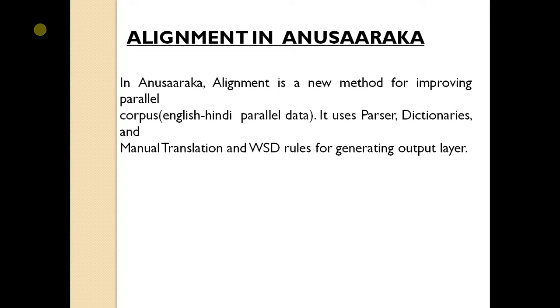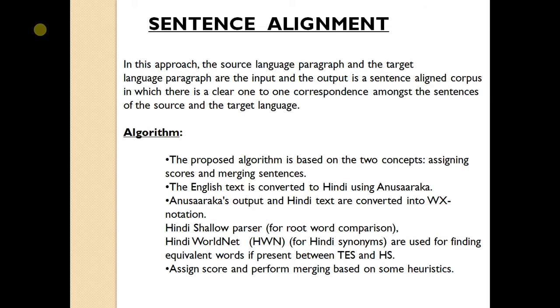Alignment in Anusarka. In Anusarka, alignment is a new method for improving parallel corpus. It uses parsers, dictionaries, and manual translations in WSD for generating the output layer. Sentence alignment. In this approach, the input is the source language paragraph and the target language paragraph, and the output is a sentence aligned corpus in which there is a clear one-to-one correspondence amongst the sentences of the source and target language. Algorithm. The proposed algorithm is based on two concepts: assigning scores and merging sentences.